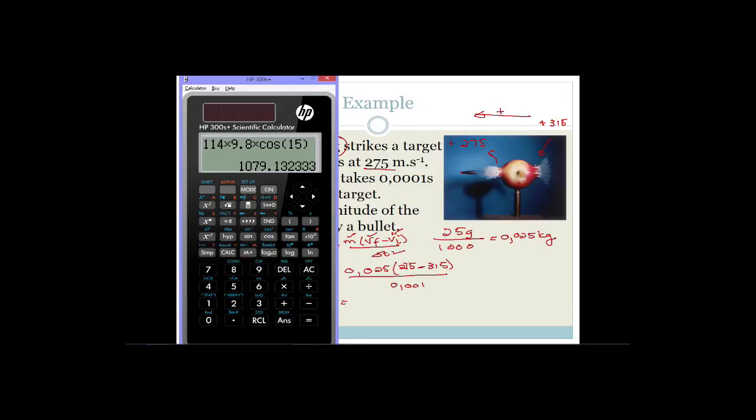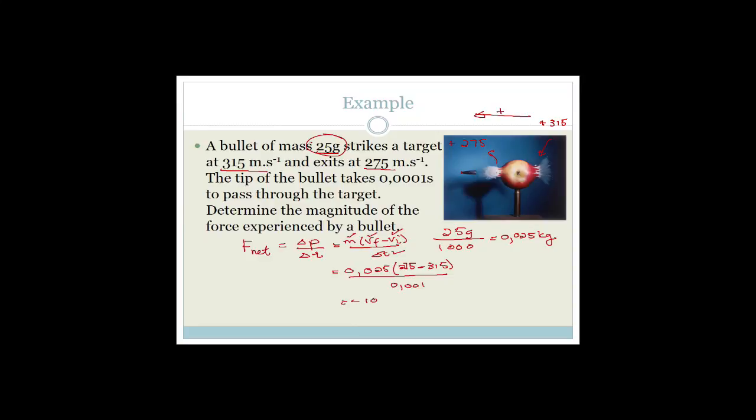Now unfortunately this one is slightly trickier than the last one, so I'm going to actually have to get out my calculator. So let's get it out and clear it. So we're going to go 0.025, open brackets, 275 minus 315, close bracket, all over 0.001, equals minus 1,000. So that's minus 1,000 newtons.